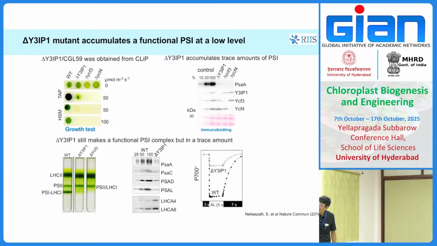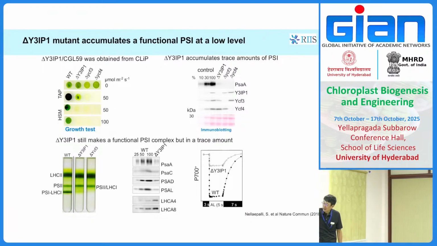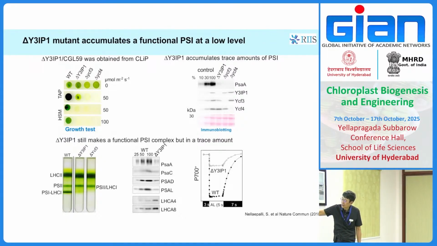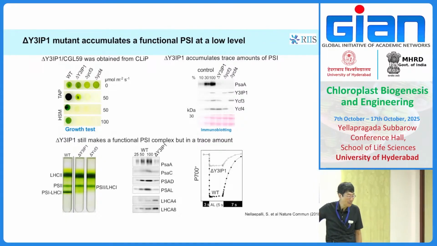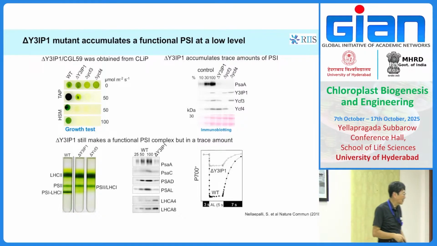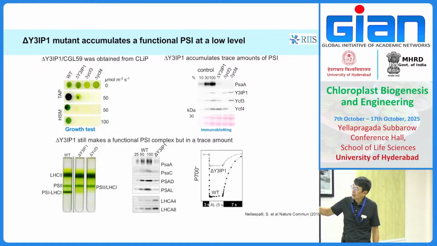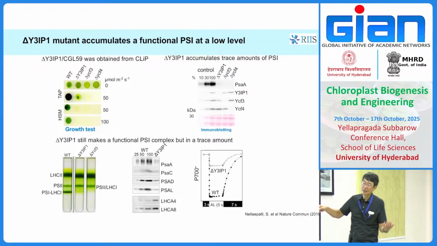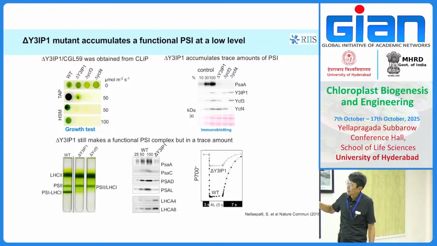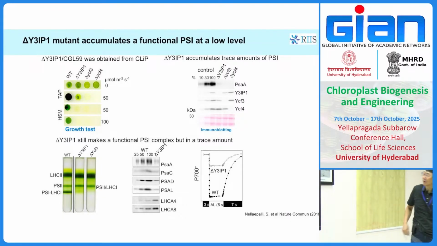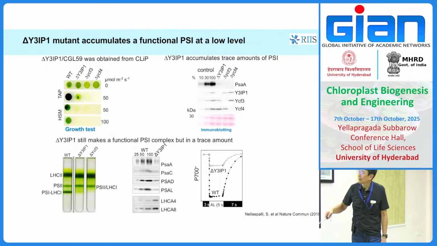This is the top of the gradient and the bottom of the gradient. For wild type, we can see LHC2, PS2, and the PS1 LHC1 supercomplex, a nice three green bands. The ycf3 mutant lacks PS1, so it has only LHC2, PS2, and LHC1. Without PS1, LHC1 accumulates, so two green bands.